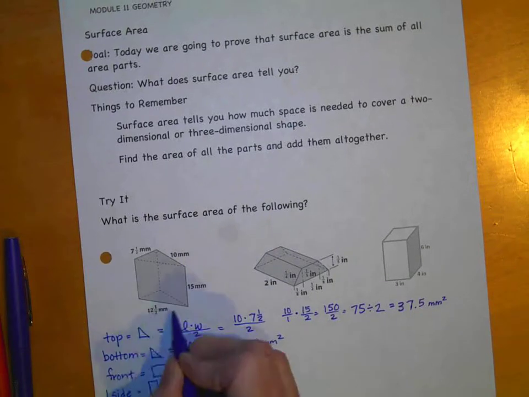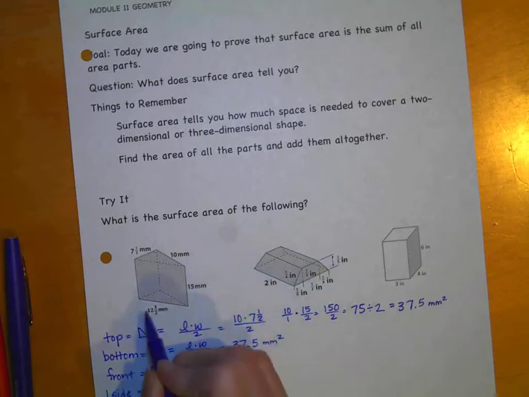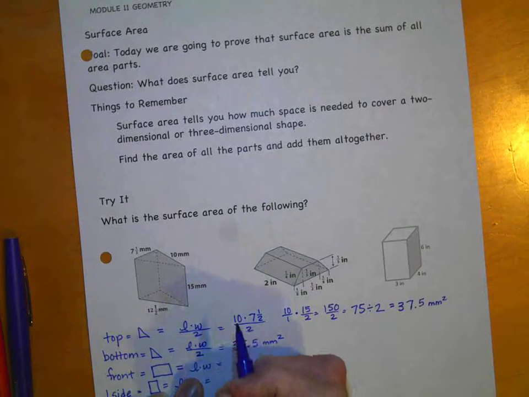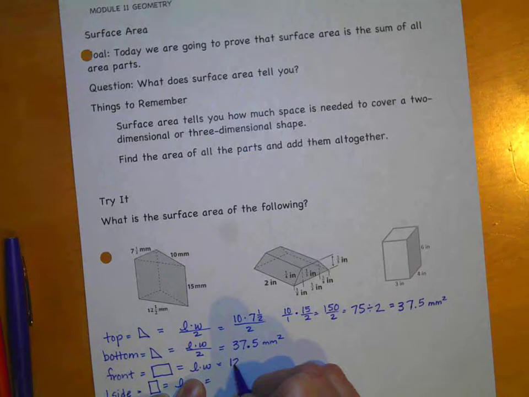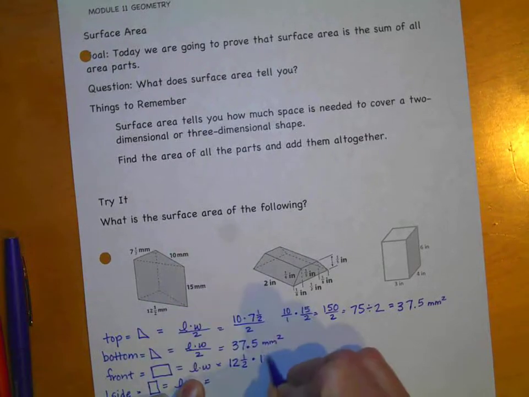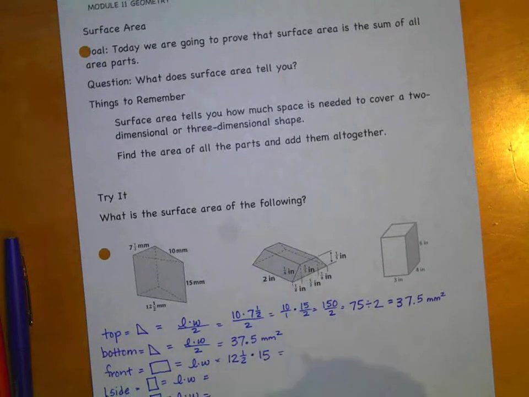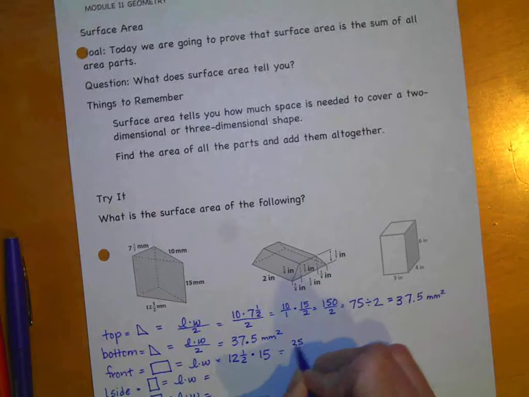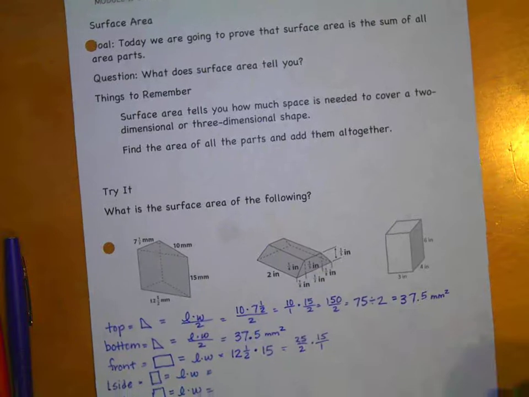So that wasn't too difficult. The front, the dimensions: I have the length, which we will say we're doing this rectangle right here. So the length is 12.5 times, and the width is 15. Again, I have to turn that into a fraction greater than 1. So 2 times 12 is 24 plus 1 is 25 halves times 15 over 1.